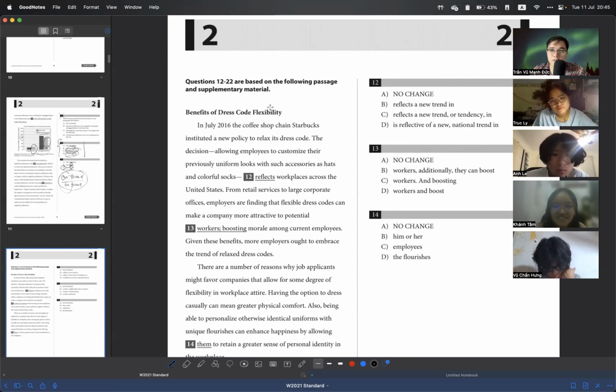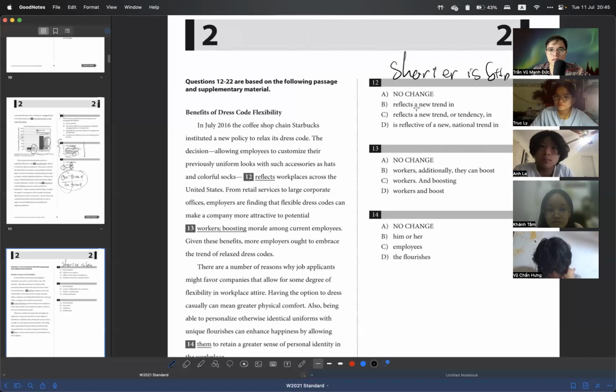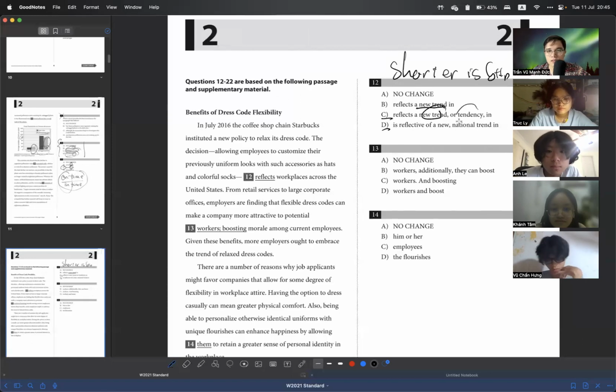So you think shorter is better, but it's not that simple. Shorter is usually better, but this is different, because the shortest one lacks something that the second shortest has: information, a new trend. But how about C and D? Why did she cross them out? Let me explain. "New trend or tendency" is futile and unnecessary. It's repetitive and long, so it doesn't make sense.